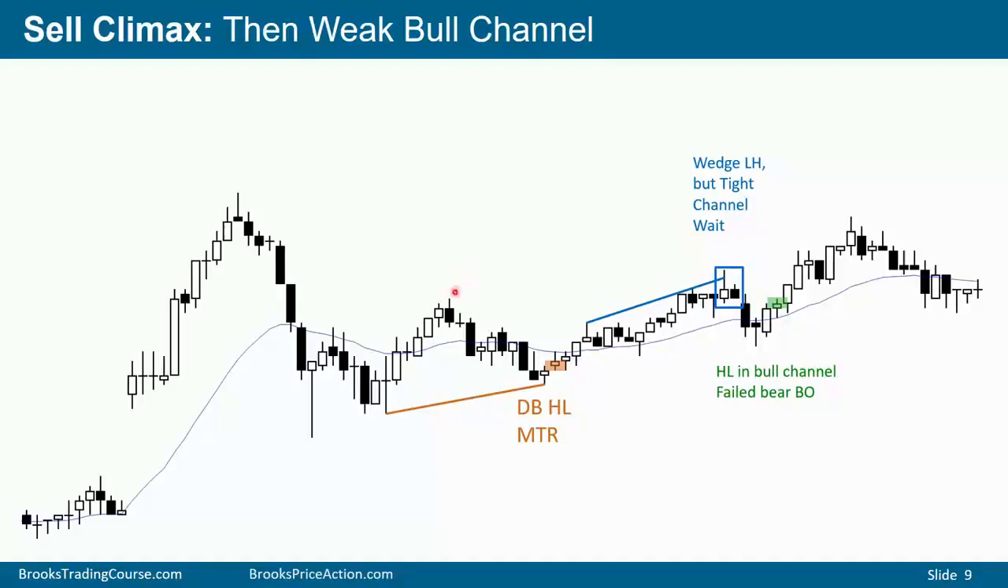And then here, first push up, second push up, third push up. We're trying to break above the bull channel. Tried once, tried twice, and then bear bars, and then a second entry short here. That's a good location to exit longs or even to go short for a scalp down at the end of the day. A wedge lower high, 1, 2, 3, so a wedge lower high, and a second entry sell. First reversal down, second reversal down.